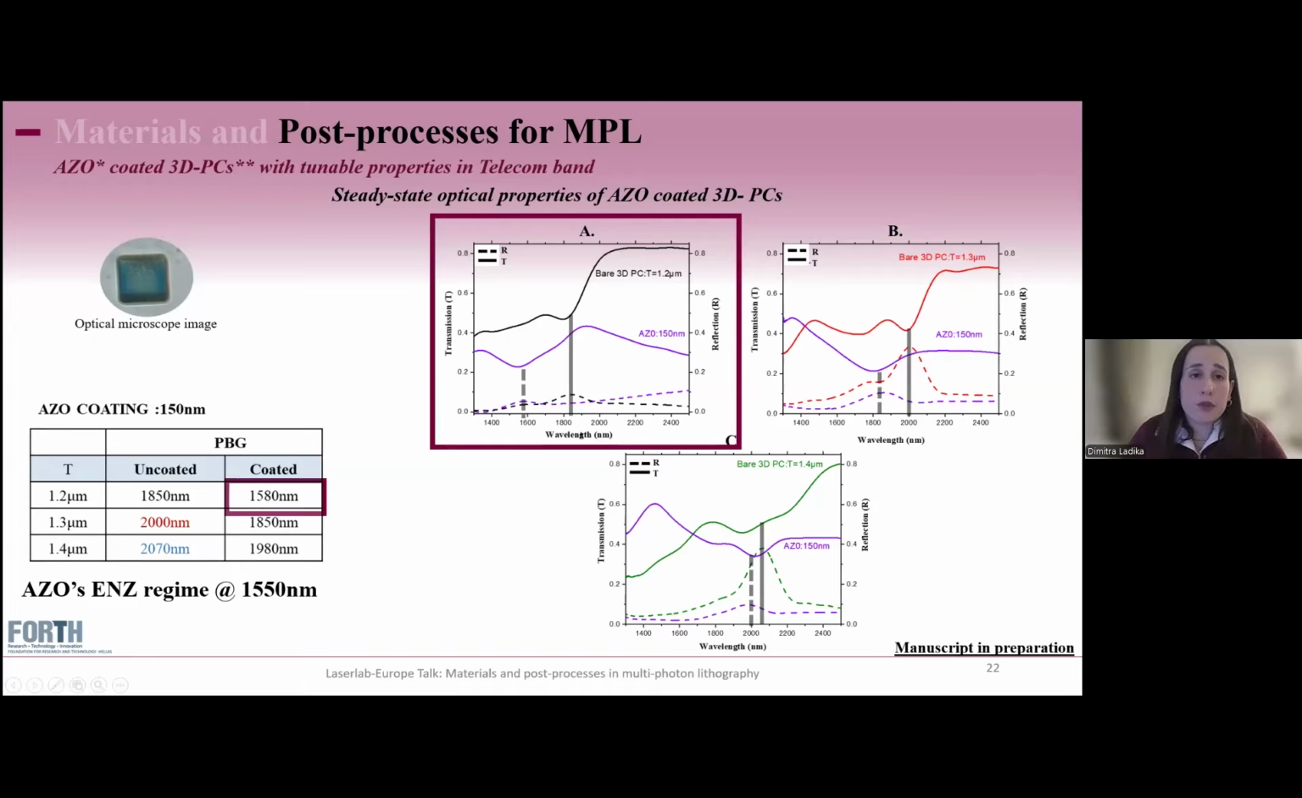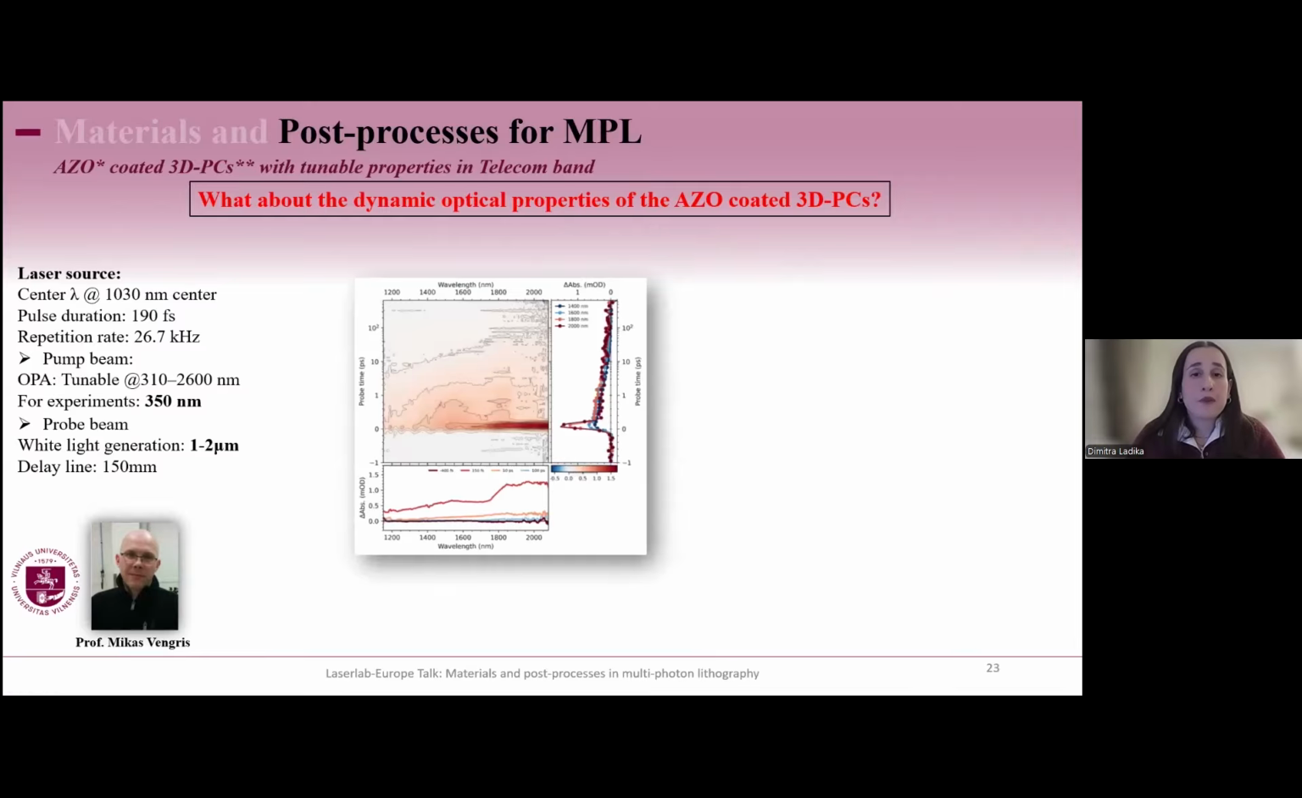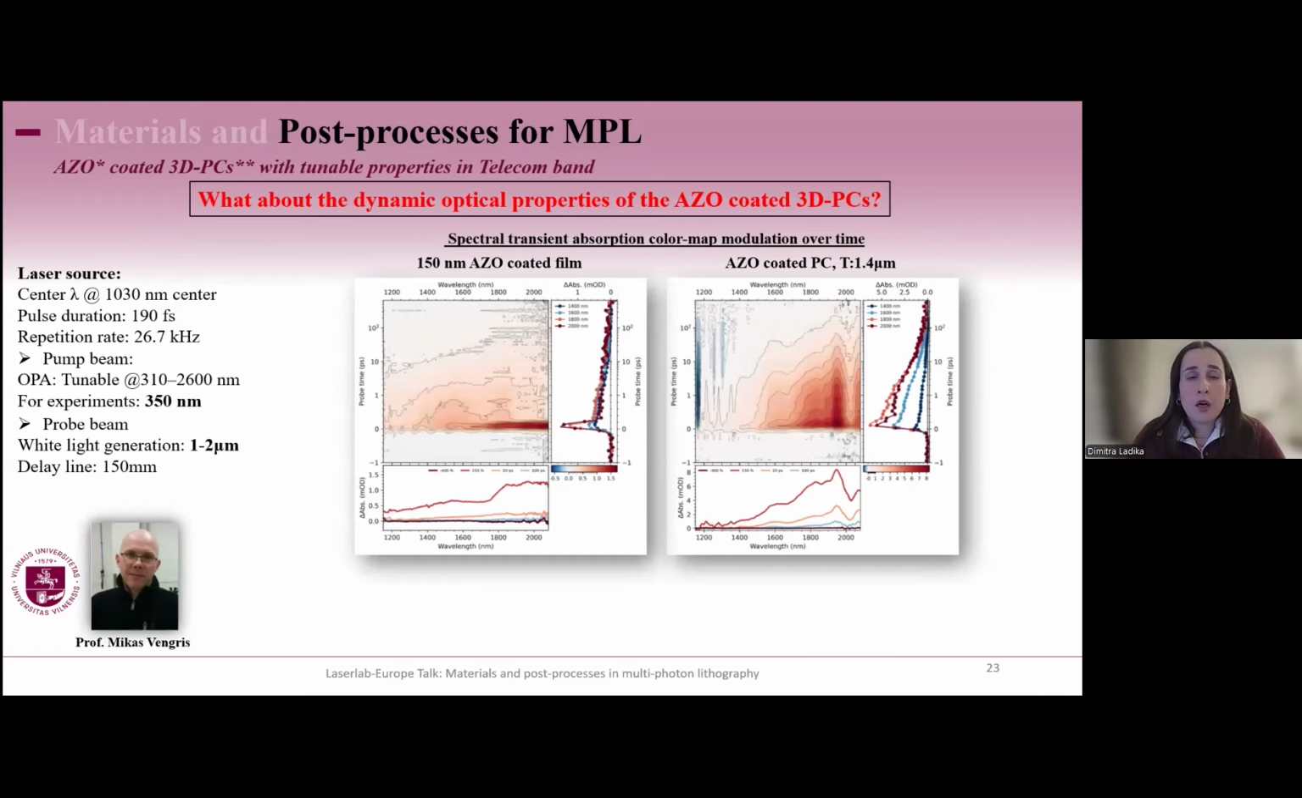However, all these measurements were steady state optical properties of AZO-coated photonic crystals. But what would happen in a dynamic property? Because photonic crystals have shown dynamic properties and AZO too. And this is a project that Professor Mikas Vengris in Vilnius University in the Laser Center is going through. He has developed a very complicated pump probe setup, and here are just some first results of these very small structures characterized through transient absorption.